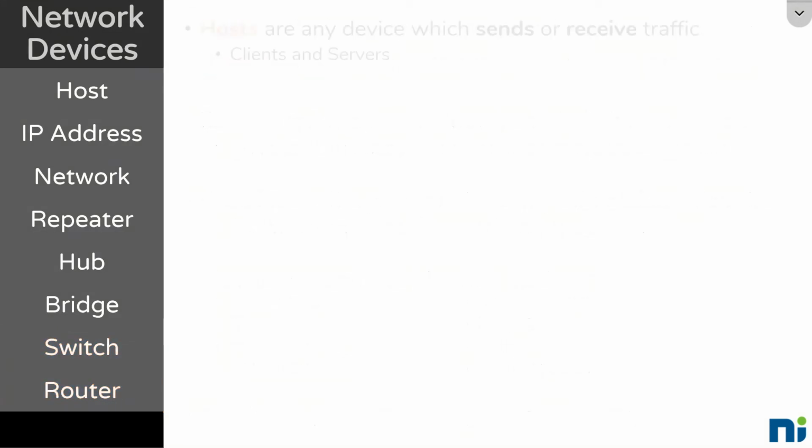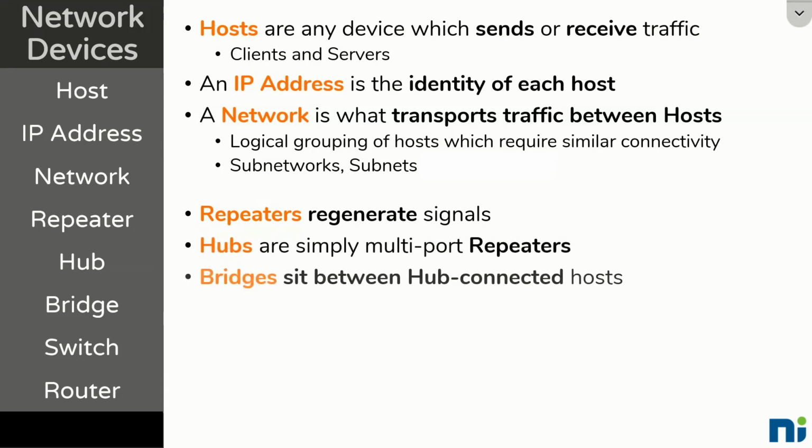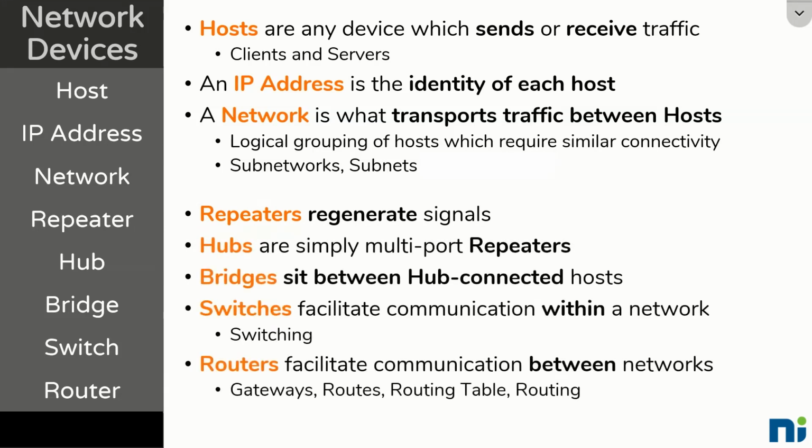In part 1 of this lesson, we unpacked hosts, IP addresses, and networks. And in part 2, we continued that discussion by illustrating repeaters, hubs, bridges, switches, and routers. In the next lesson, we're going to give you a practical perspective on the OSI model. This will lay the foundation to understand what all of these devices do to enable data flowing through the internet.